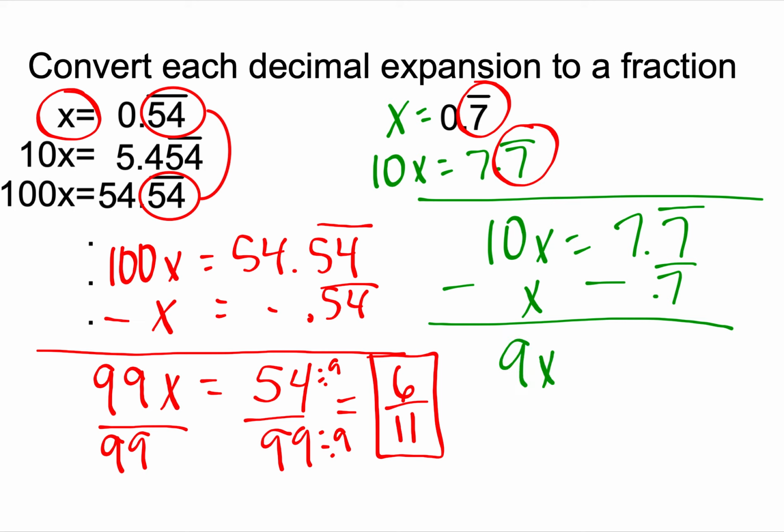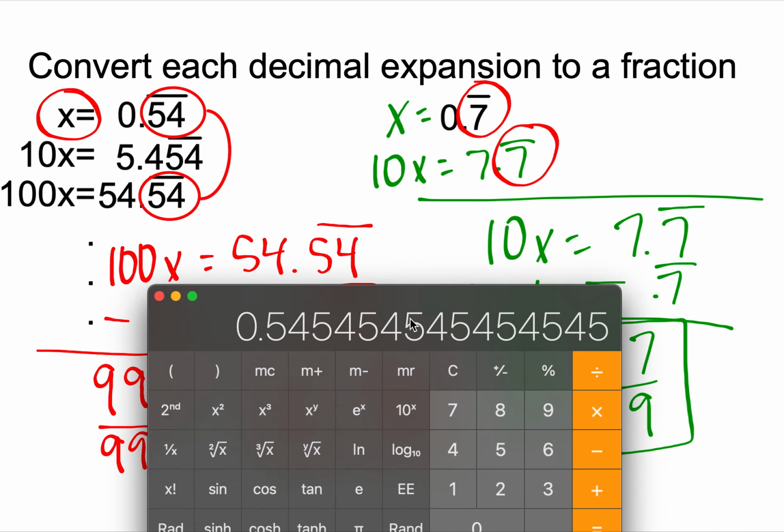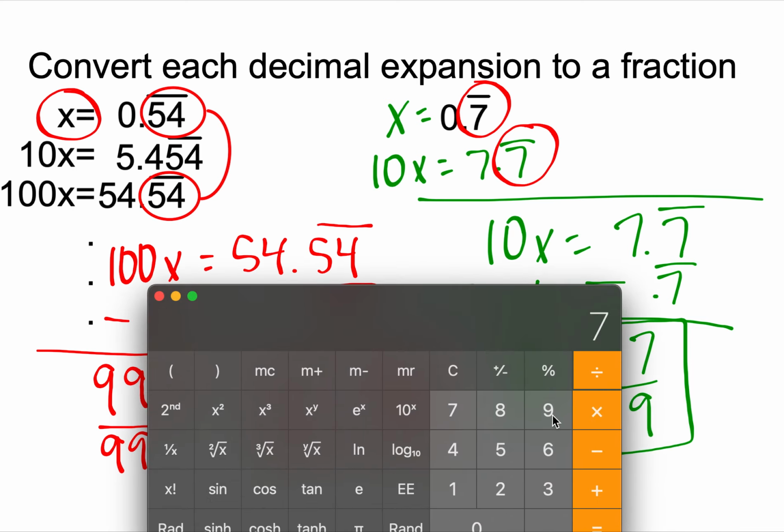We get 9x is equal to 7. Divide both sides by 9. 7/9 does not reduce, so the fraction is 7/9. And sure enough, if I take 7 divided by 9, it does equal 0.7 repeating. Remember that 8 right there is just from rounding.